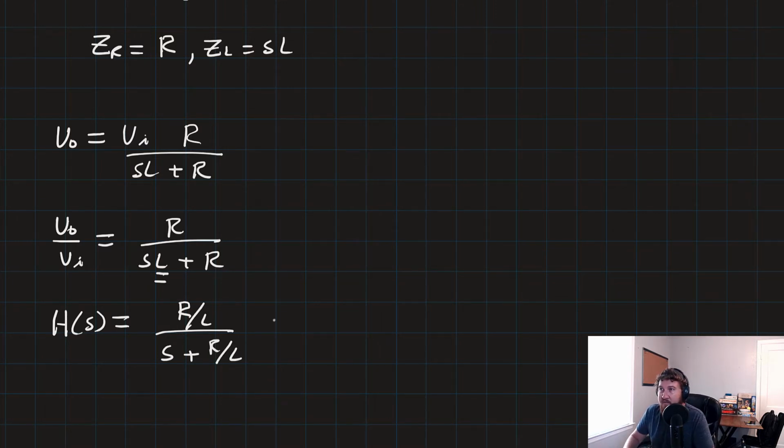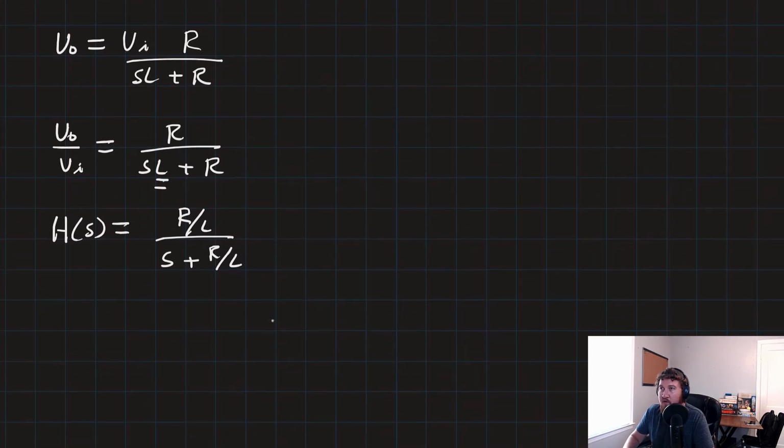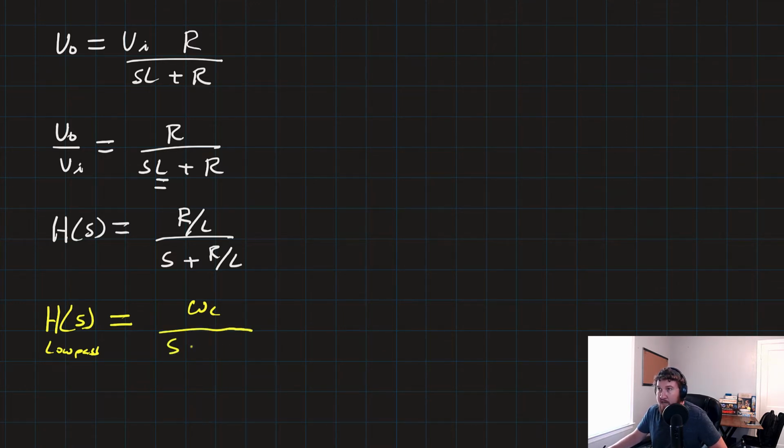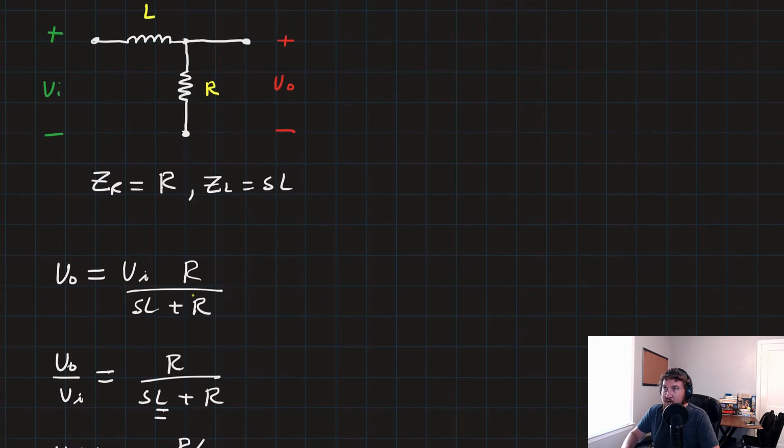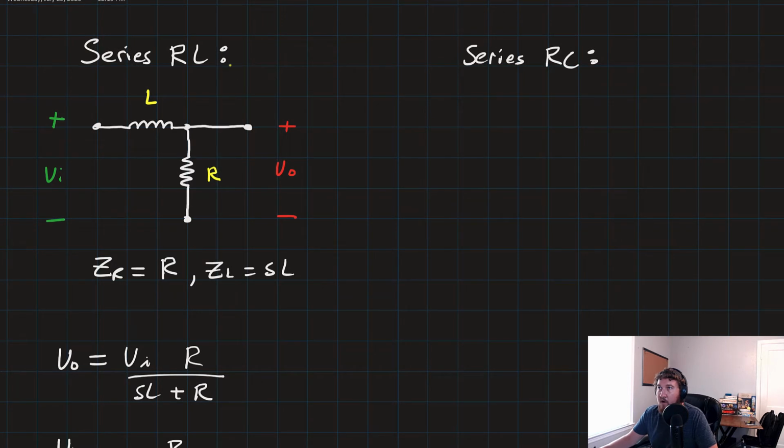And in fact, we've now found the general form of our transfer functions for low-pass filters. That's going to be this, that our transfer function, H of S, make a little note here for low pass, is just equal to the cutoff frequency that we're looking for over S plus the cutoff frequency. Now this means that for our series RL circuit, if we come back up here, we can say that our cutoff frequency, omega c, is equal to R over L.